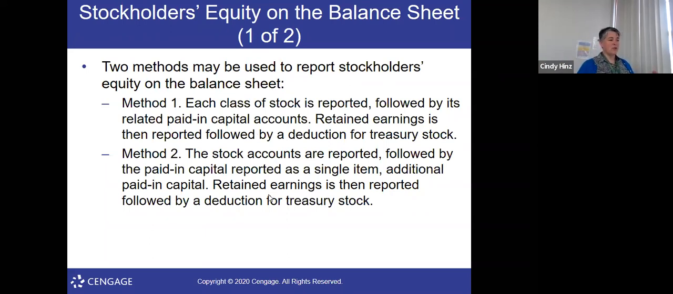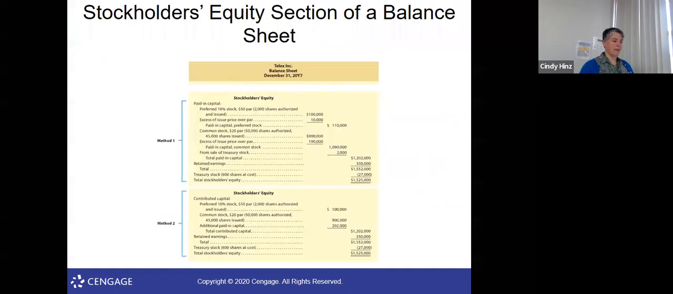So as you can see, there are 2 different methods of reporting this. And the difference is what we do with that excess paid-in capital. Do we lump it all together, or do we keep it separate? One with the preferred stock, one with the common stock, and then potentially one for any treasury stock paid-in capital. So here you can see examples of each method. In method 1, we keep the paid-in capital separate for preferred, for common, and then for the treasury stock.